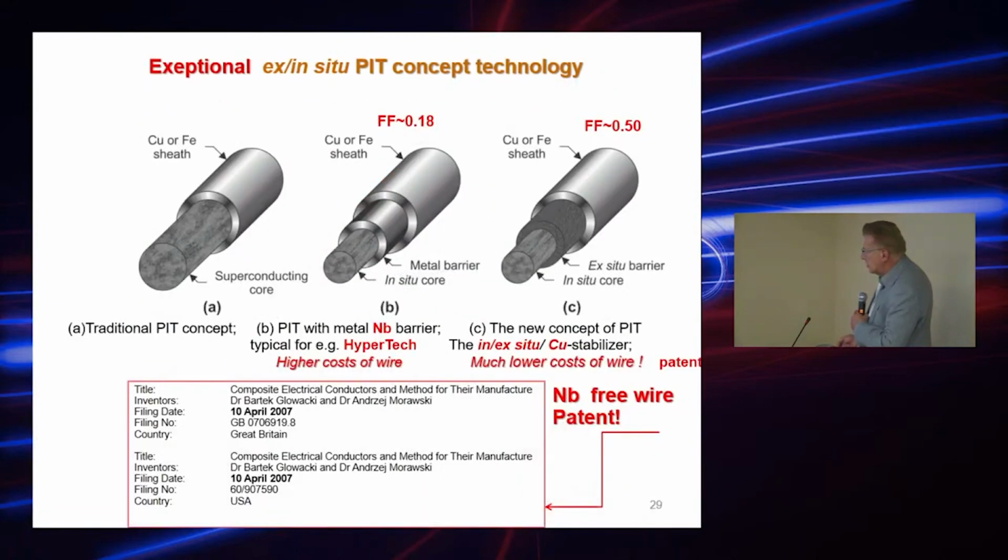This is the same, but it's just to see that the fill factor of such a wire with ex situ in situ is much higher. It's 0.8 compared to 0.50, and this niobium-free wire is much cheaper than the wire produced with niobium. Niobium is the most expensive material in one meter of the wire.